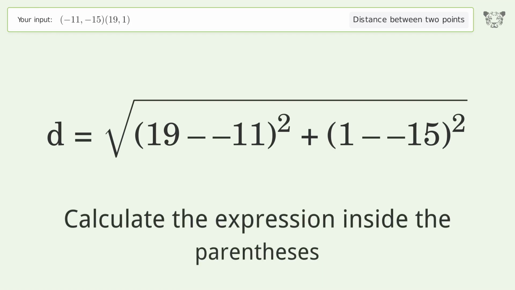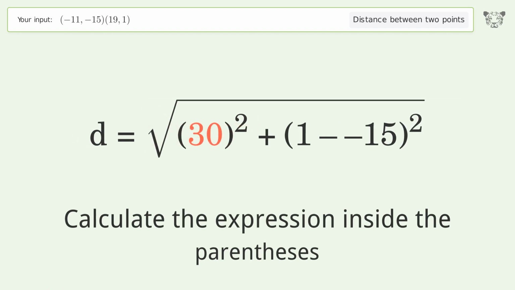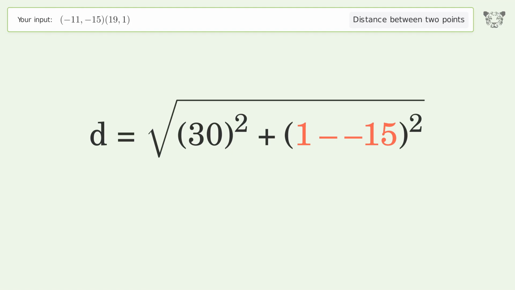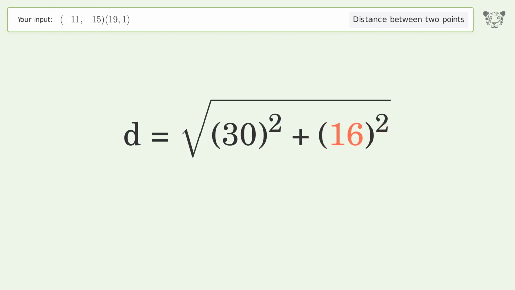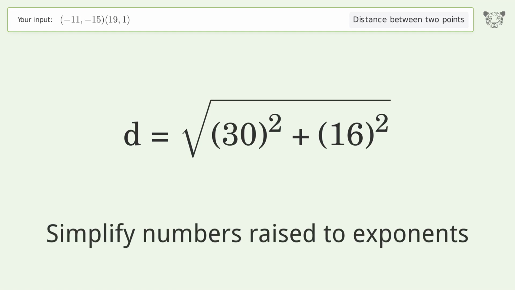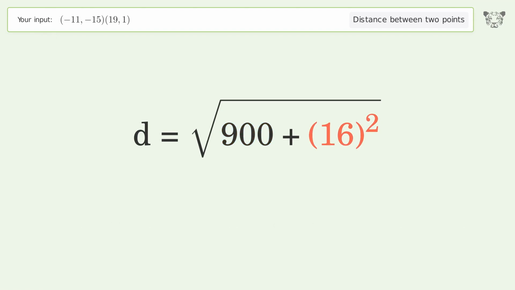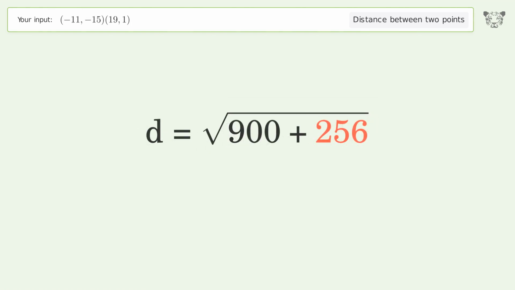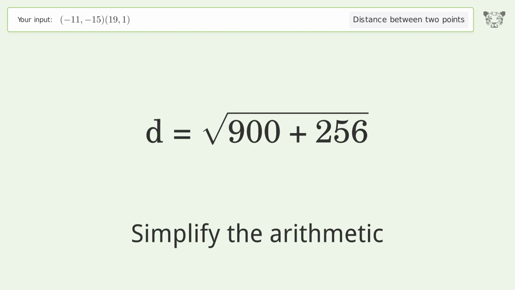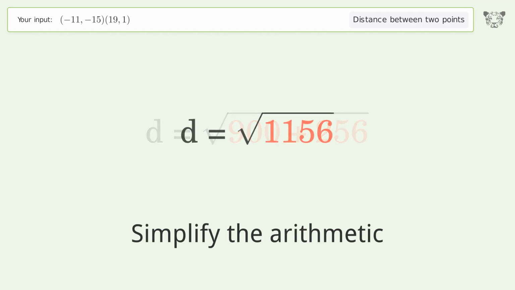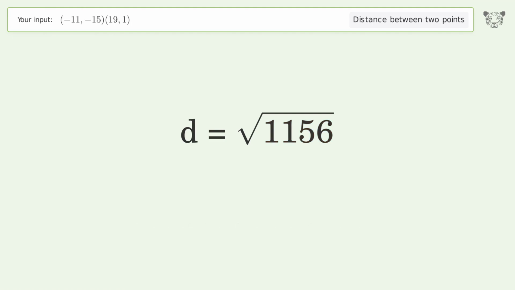Calculate the expression inside the parentheses. Simplify numbers raised to exponents. Simplify the arithmetic. And so the distance between the 2 points is the square root of 1156, or 34.